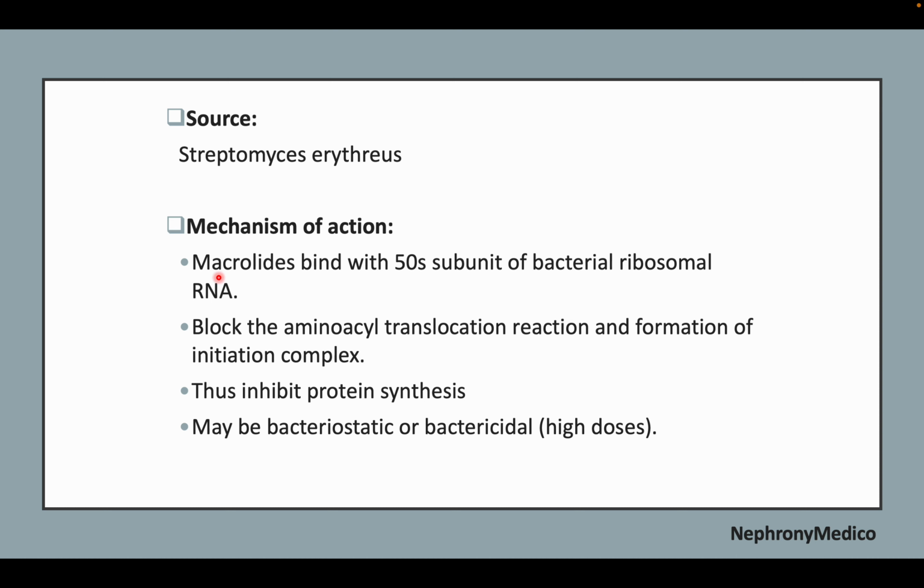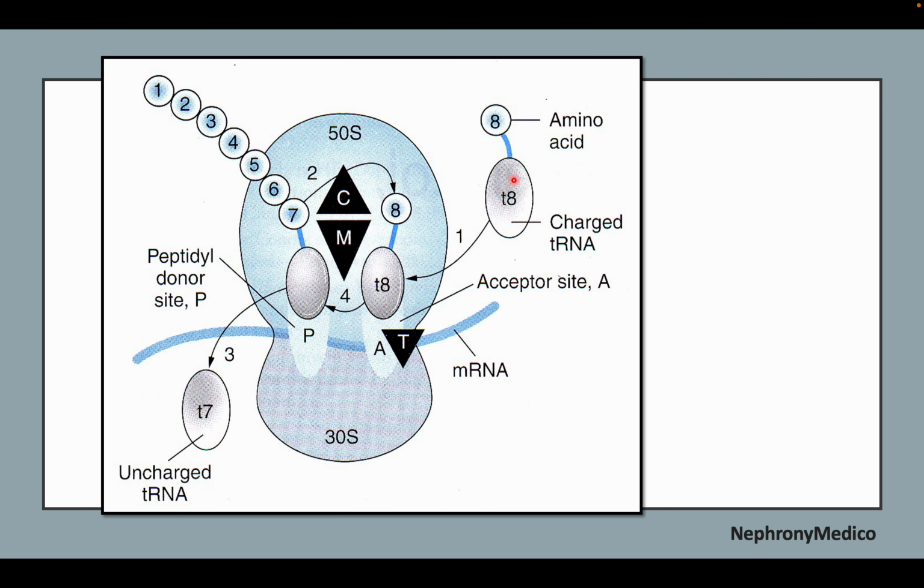Mechanism of action. Macrolides bind with the 50S subunit of bacterial ribosomal RNA and block the aminoacyl translocation reaction and formation of the initiation complex, and it thus inhibits protein synthesis. It may be bacteriostatic or bactericidal. This is a picture showing the mechanism of action of macrolides.